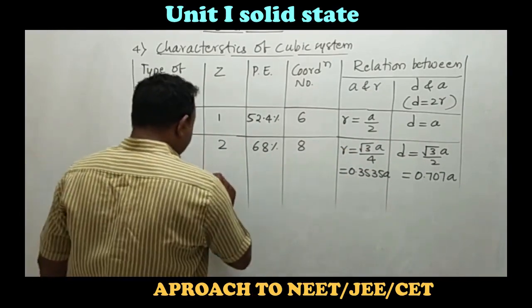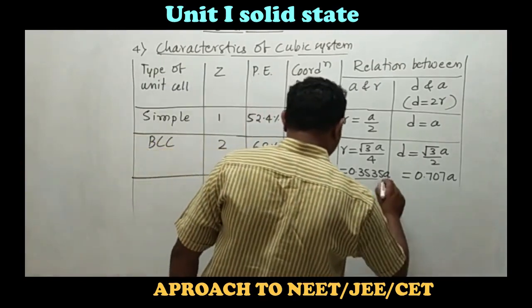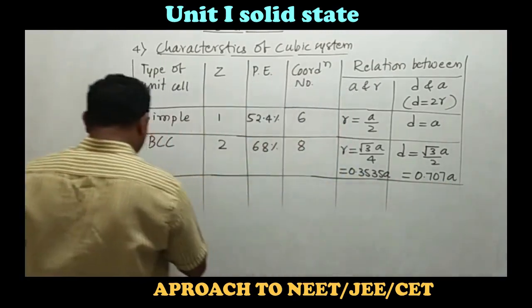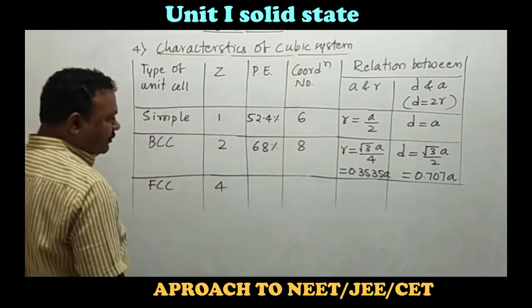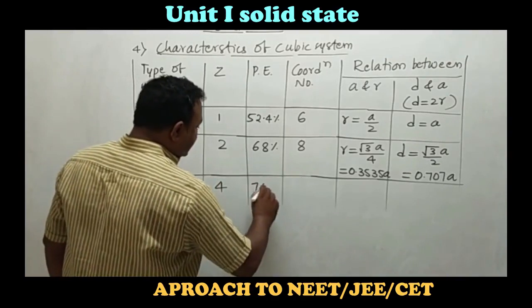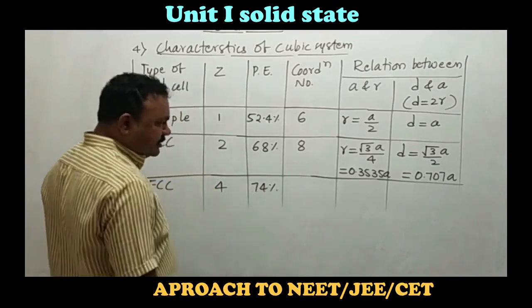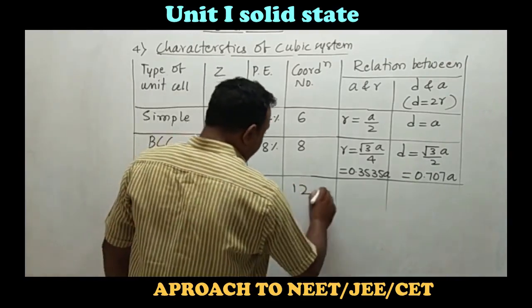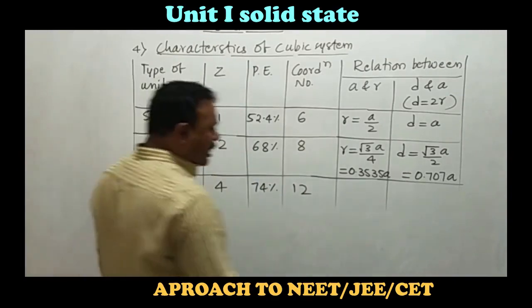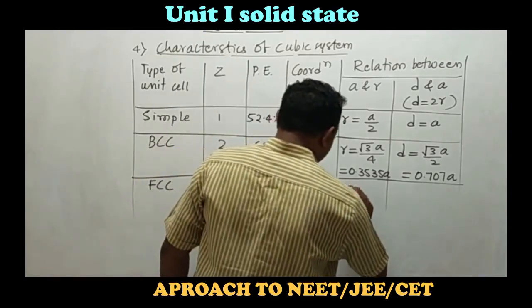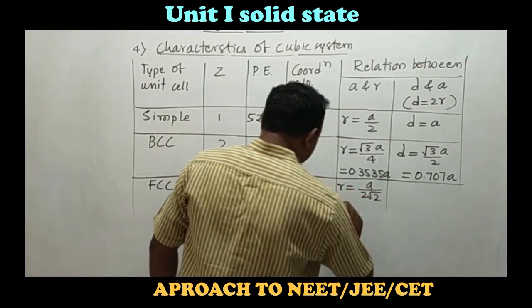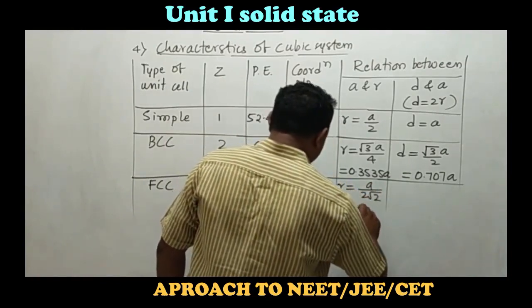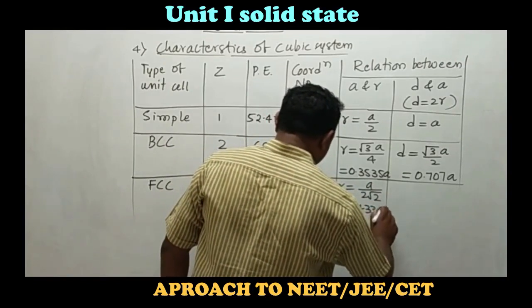Last one we take, it's FCC. In FCC, Z we are getting 4. Packing efficiency we are getting 74%. Coordination number is 12. R is equal to A divided by 2 root 2, or the simplified value 0.433 A.